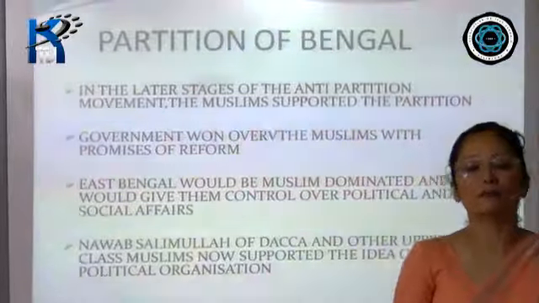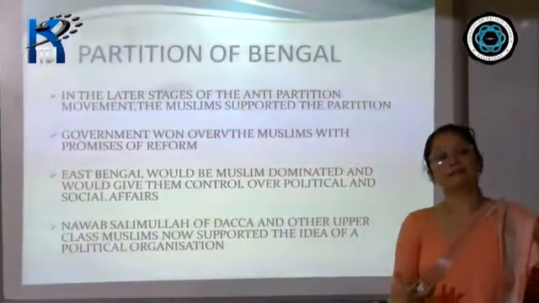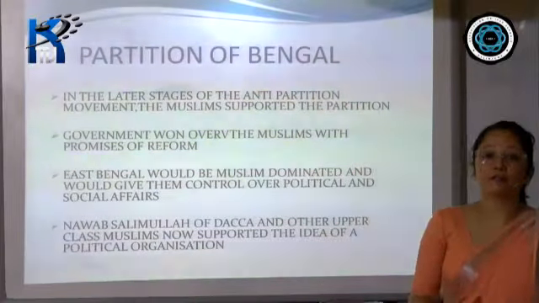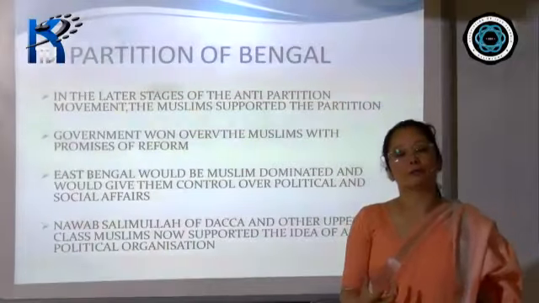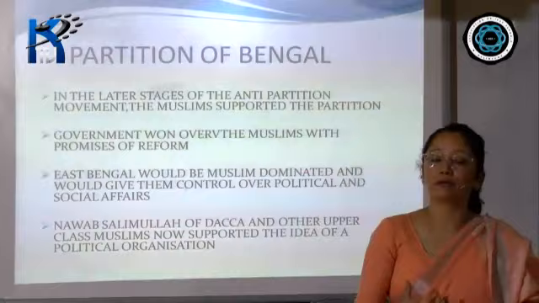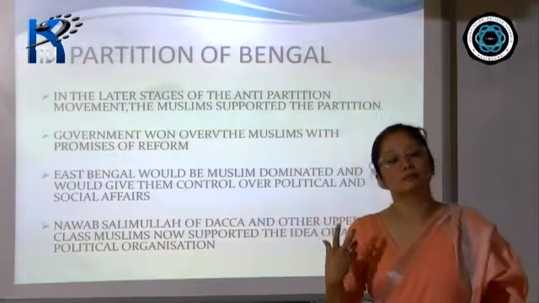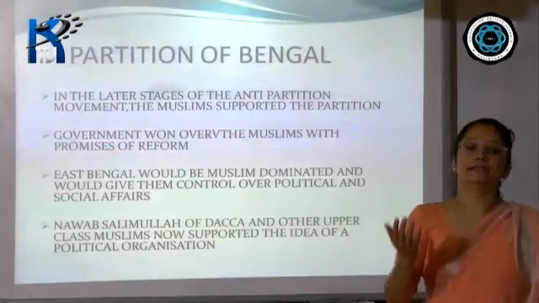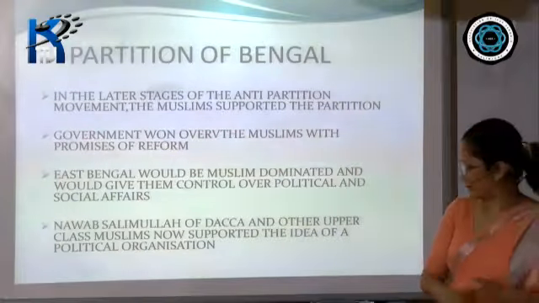And Nawab Salimullah of Dhaka later on also felt that yes, the British are right. They're very, very correct. This is a very, very good idea. We have to have a political organization. We must support the partition of Bengal. We must have East Bengal as a Muslim-dominated province, and therefore they stopped supporting the anti-partition movement.